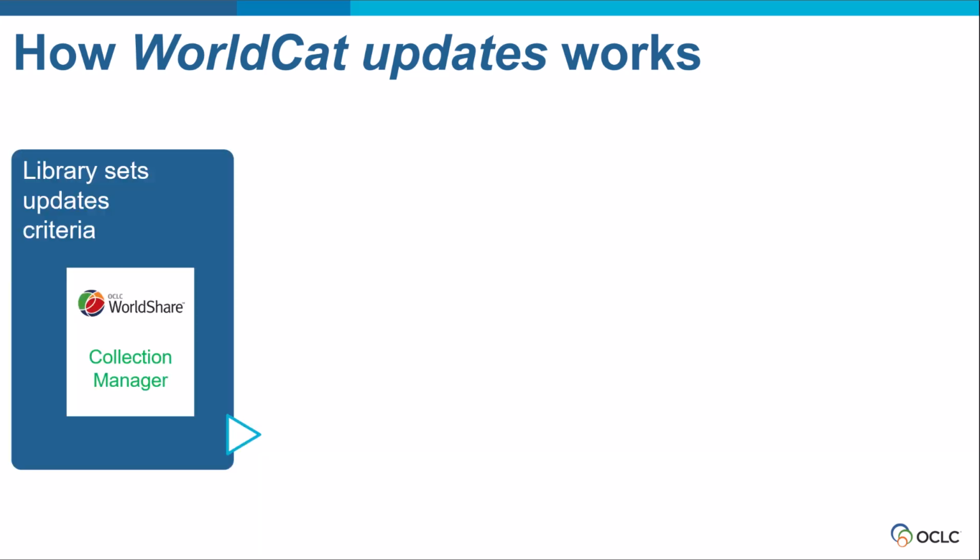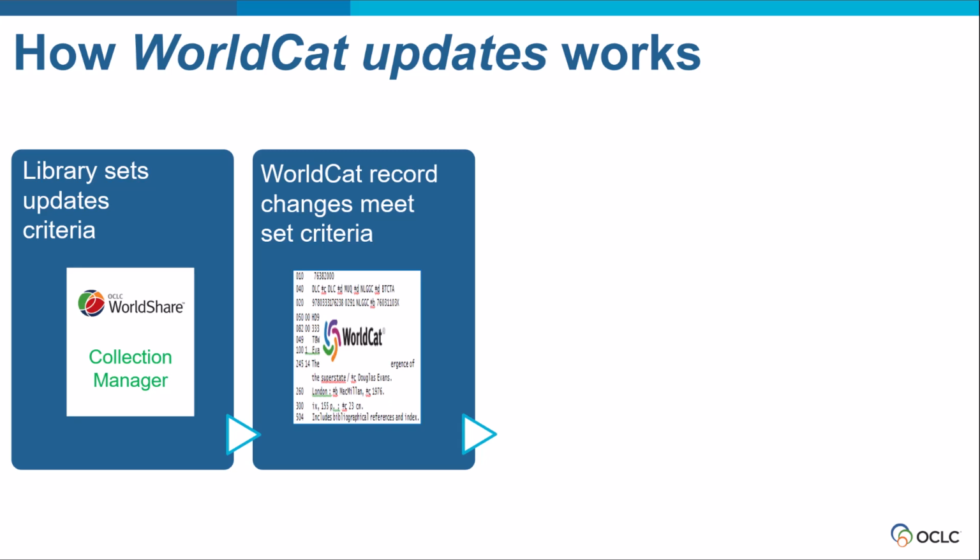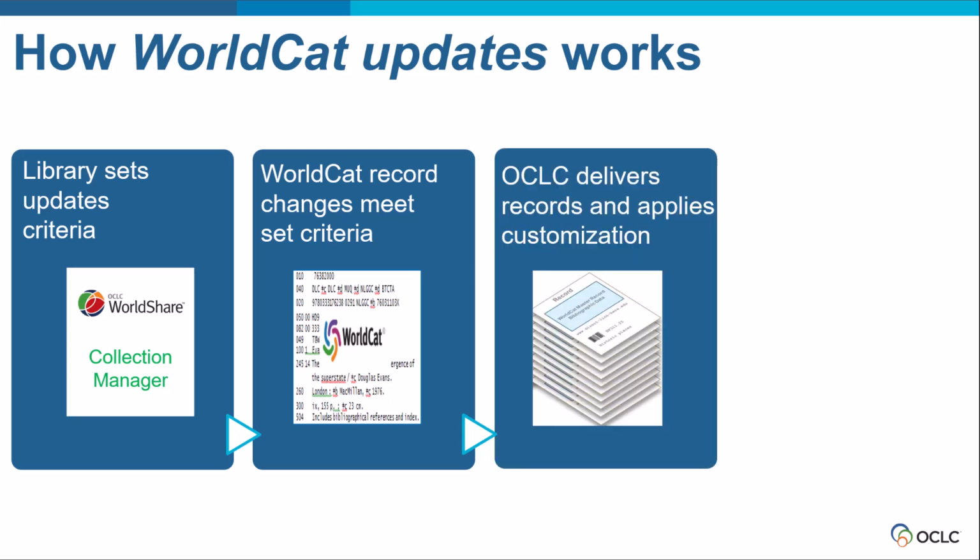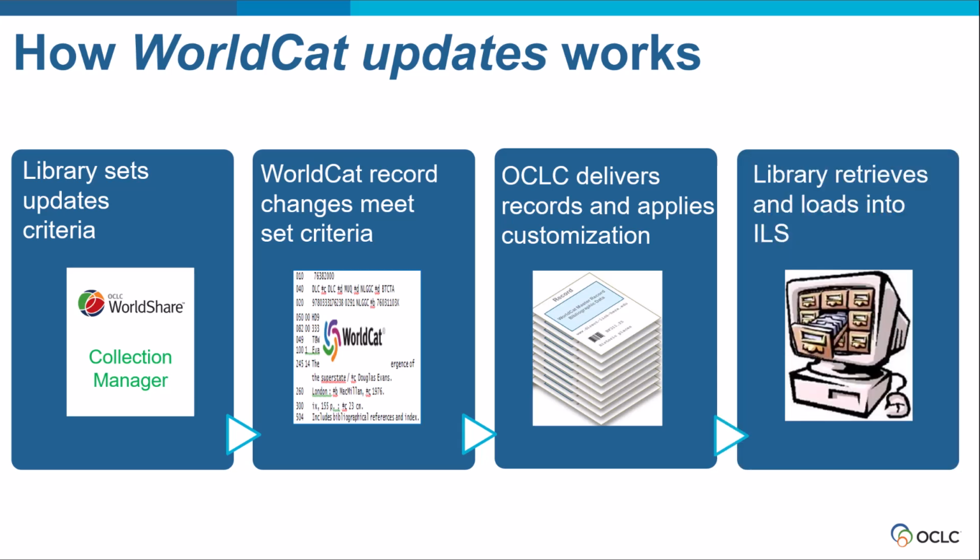Let's review a workflow showing how WorldCat updates work. The library sets WorldCat updates criteria in Collection Manager. When WorldCat record changes meet the criteria, OCLC delivers updated records and applies customizations. The library retrieves the updated record files and loads them into its local catalog.